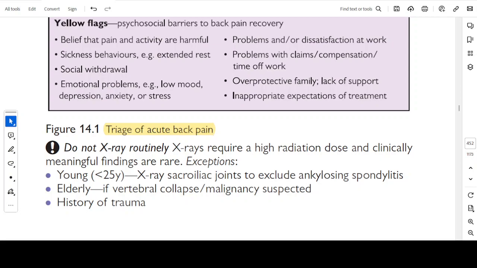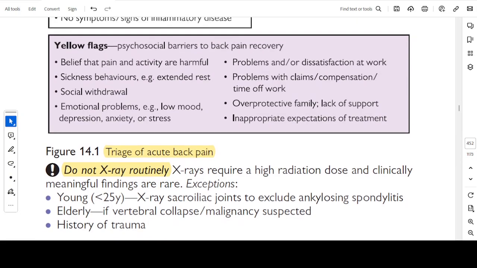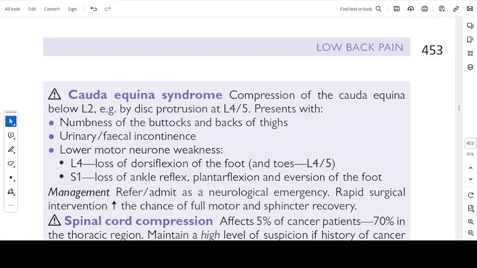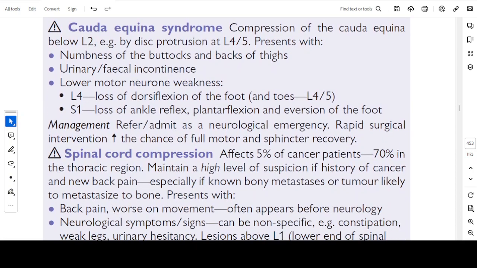So do not X-ray routinely. X-rays require a high radiation dose and clinically meaningful findings are rare. Exceptions: in a young patient less than 25 years, X-ray the sacroiliac joints to exclude ankylosing spondylitis. In the elderly, if there is a vertebral collapse or malignancy suspected, or a history of trauma is present, then only X-ray. Otherwise, routinely don't X-ray in back pain.